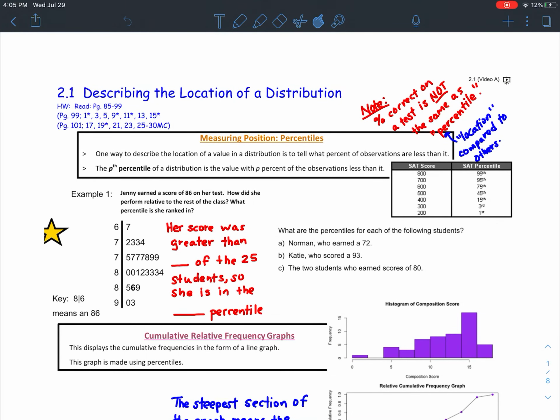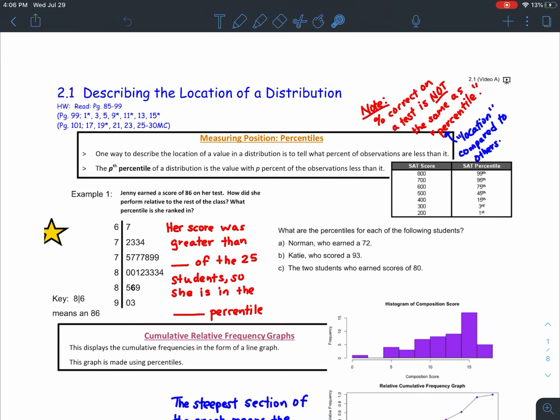Okay, we're going to start Chapter 2 here today. This is Section 2.1. We're going to be discussing in this section different ways of describing the location that a piece of data is within a distribution. We're also going to be looking at how transforming a set of data changes measures of location, center, spread, things like that. All right, so let's start with one measure of location.